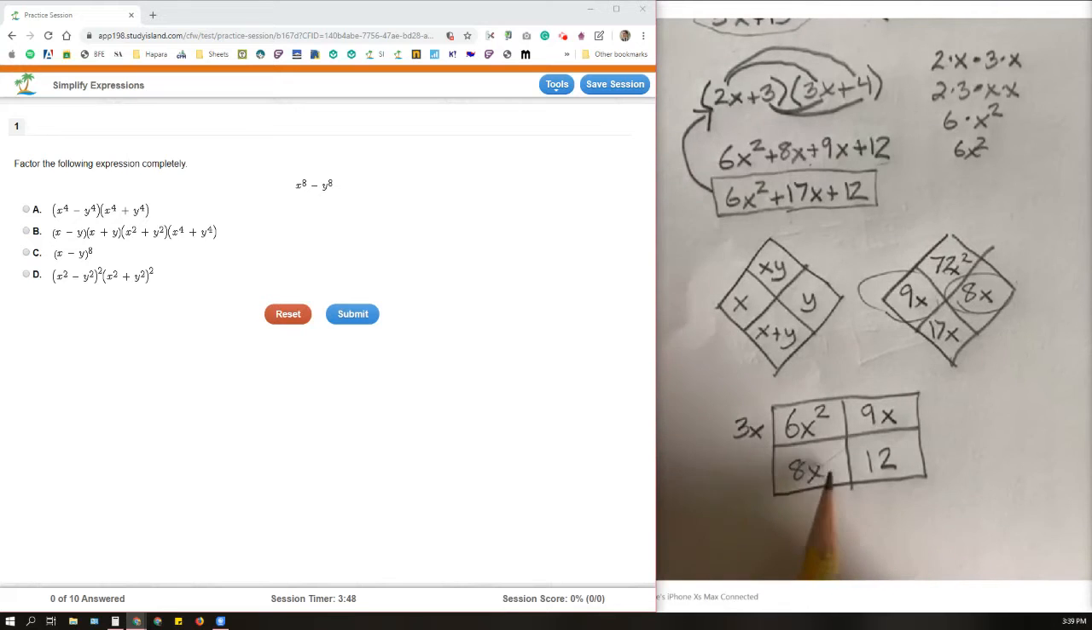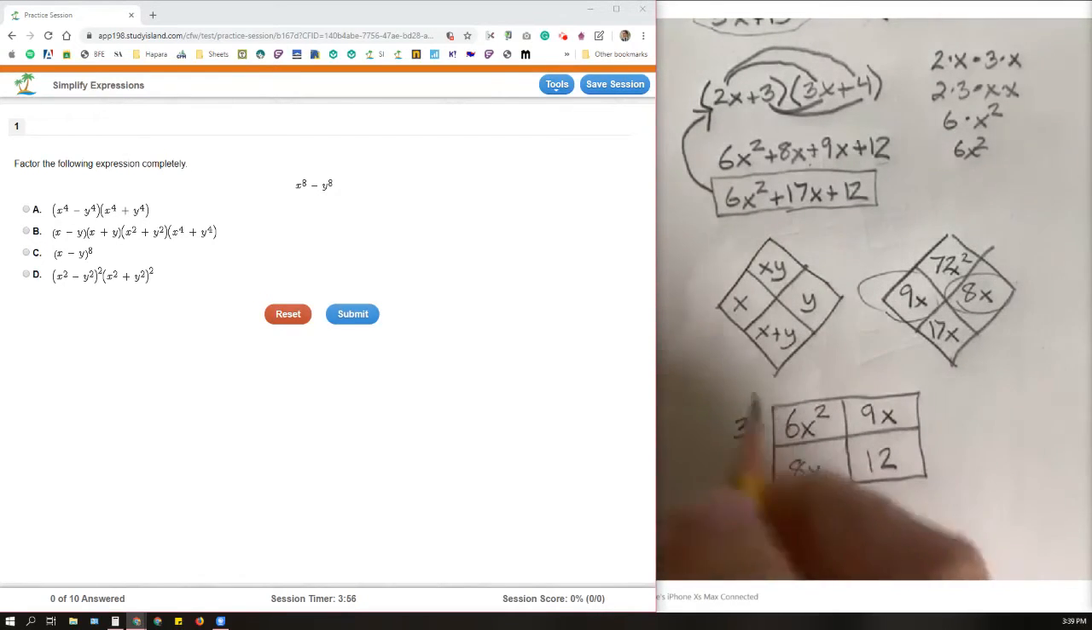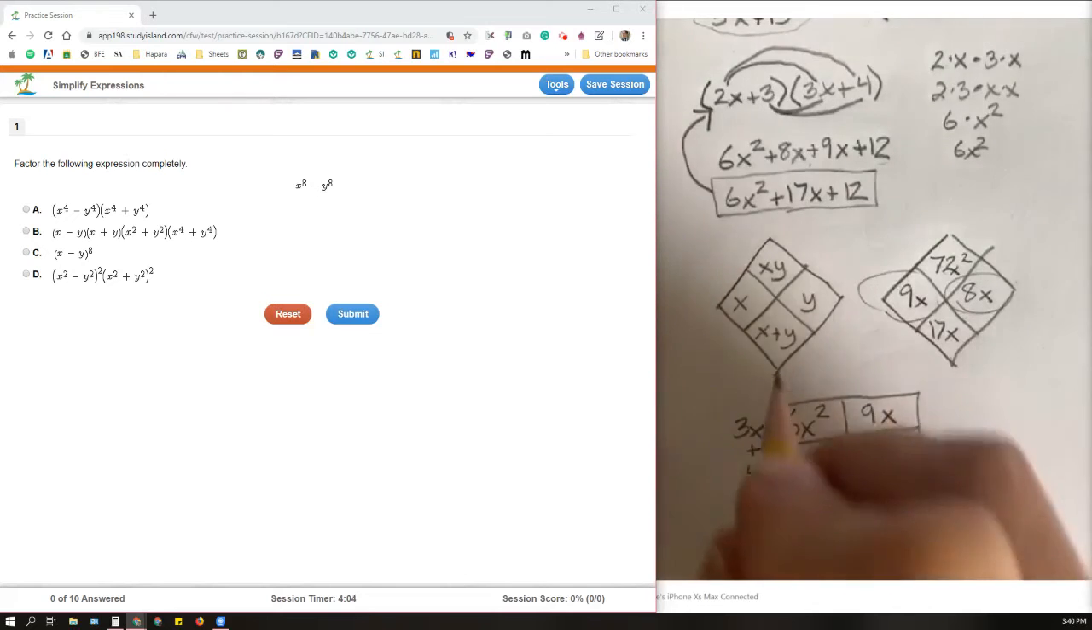Then the next row, 8x and 12, both divide by 4, just 4, no x, because the 12 doesn't have an x. So it's 4. And everything's positive here, so I'm going to write plus in between them. So 3x plus 4. Now we do each column. What do 6x squared and 8x both divide by? They both divide by 2x.